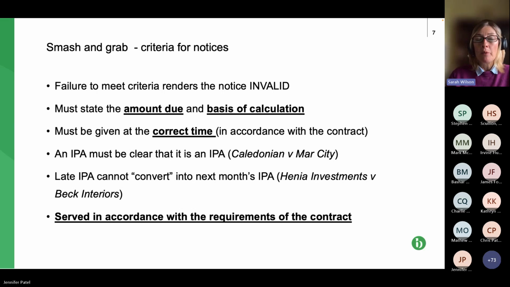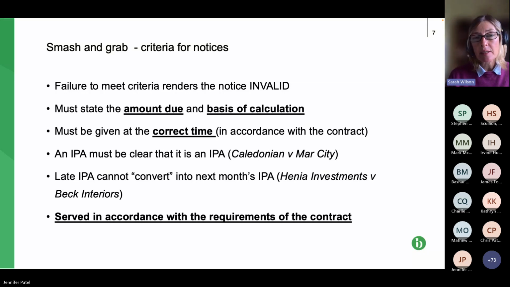So what we need to make sure is that the notice that we're relying on, whether we're the paying party or the claiming party, is a valid notice. And this slide sets out how you ensure that it's valid. If you don't comply with these provisions, then the notice is invalid. So you may as well just chuck it in the bin. It doesn't count for anything.